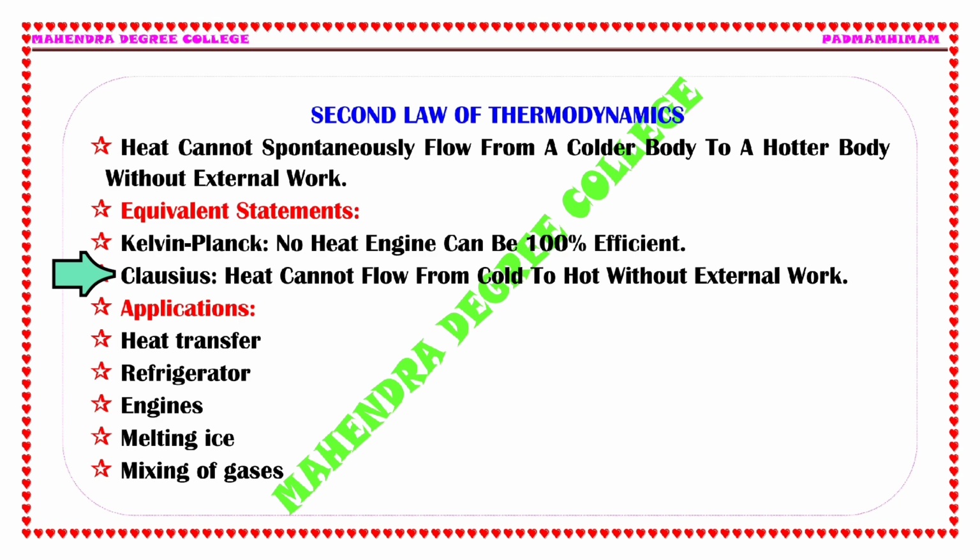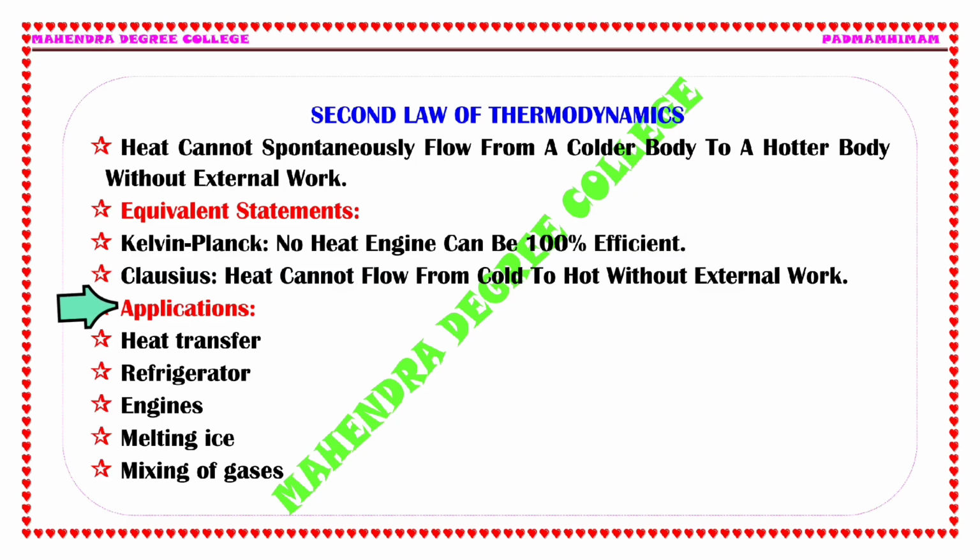It means heat naturally flows from hot body to cold body. For heat to move from cold body to hot body, we must do external work. Example: a refrigerator or air conditioner uses electricity, meaning external work, to transfer heat from the cold inside to the warmer outside.